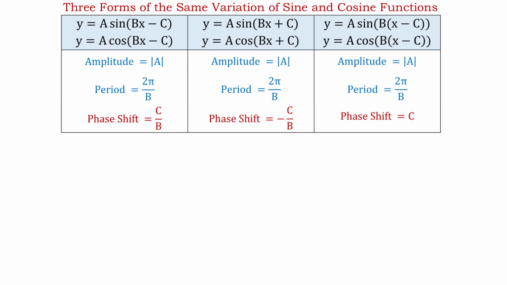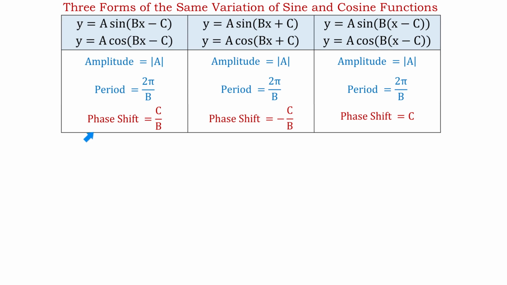Now notice that for all three forms, the formulas for amplitude and period are the same. The amplitude is found by taking the absolute value of a, and it shows the maximum value of the function. The period is found using the formula 2 pi divided by b, and it represents the interval on which the function completes one full cycle. So because of this b, the graph will stretch or will shrink horizontally.